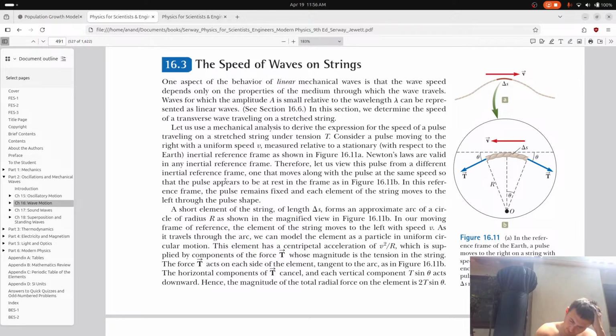So then we see, what do we call it? Just elements, or we call them rope elements, string elements. Move to the left with velocity v. Okay, the string has tension T on it.